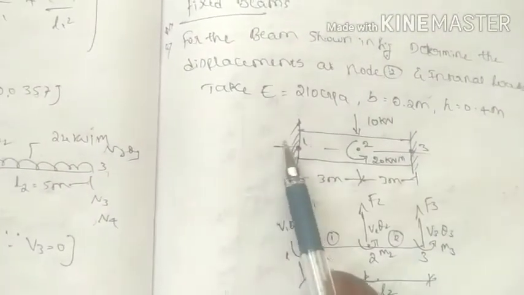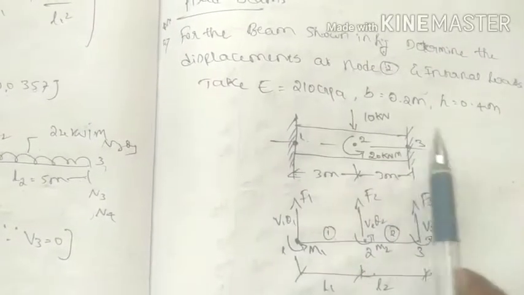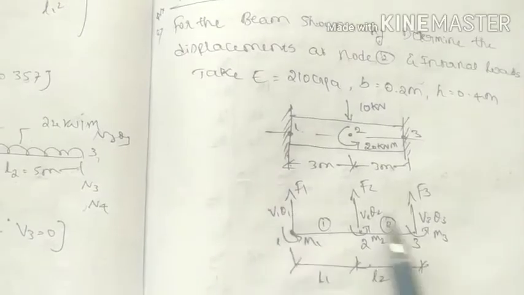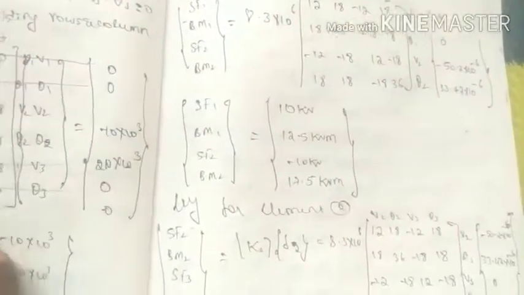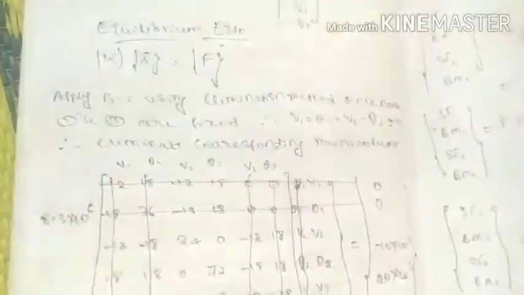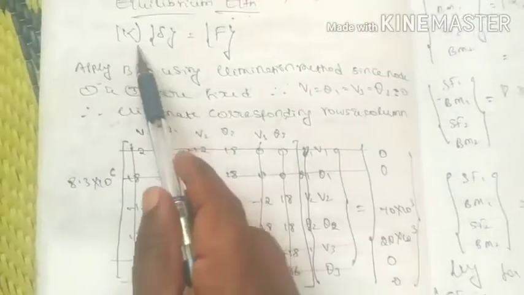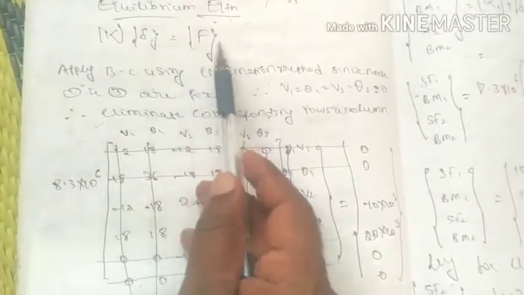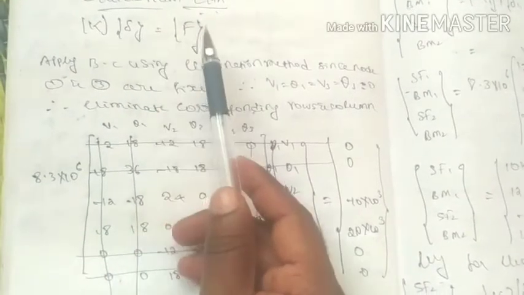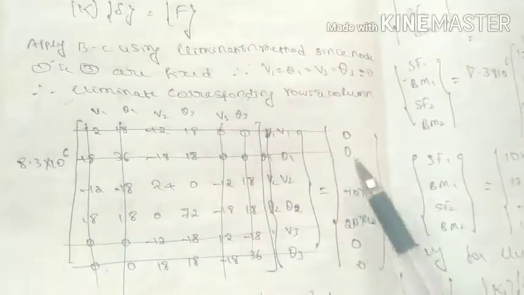So in this you can observe that this is a fixed beam, both ends are firmly fixed, therefore there is no displacement between node 1 and node 3. Therefore the corresponding nodal displacements V1, theta 1, V3, theta 3 are 0. So therefore eliminate the corresponding rows as well as columns. Now according to that, in K delta is equal to F, substitute the global stiffness value, global nodal displacement as well as global force vector.